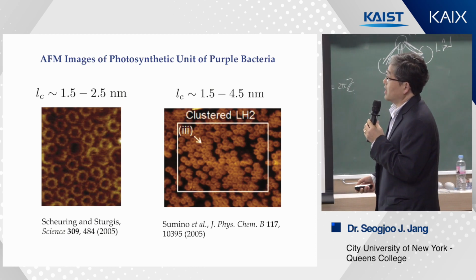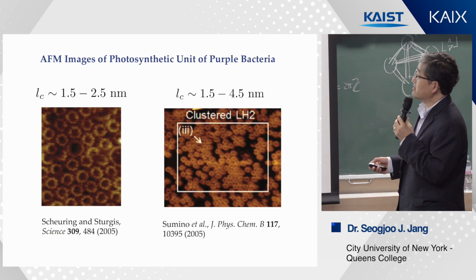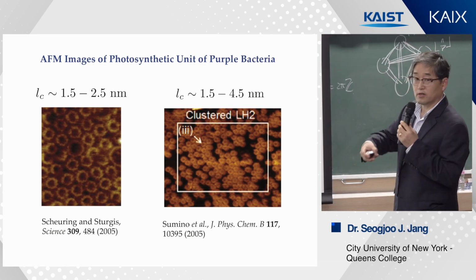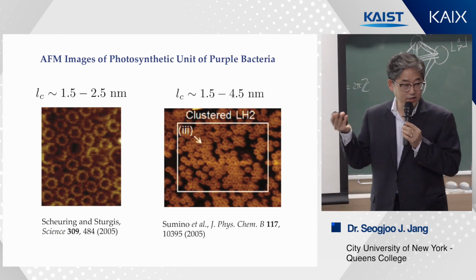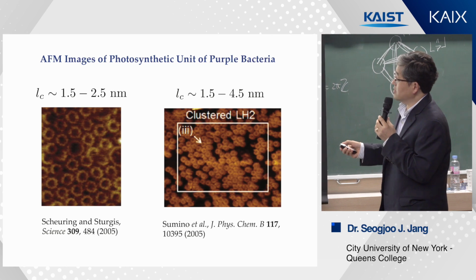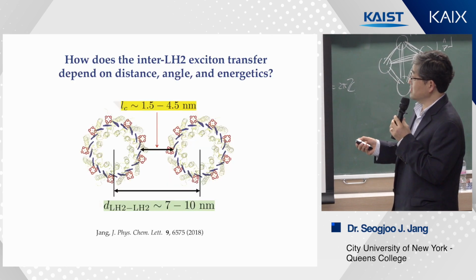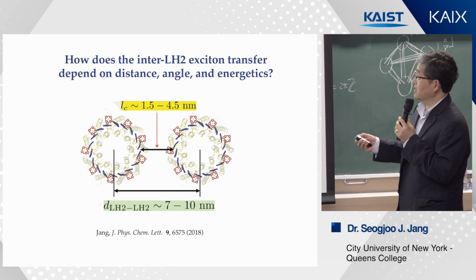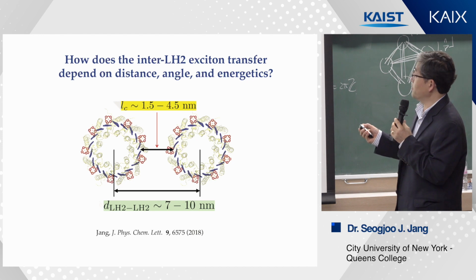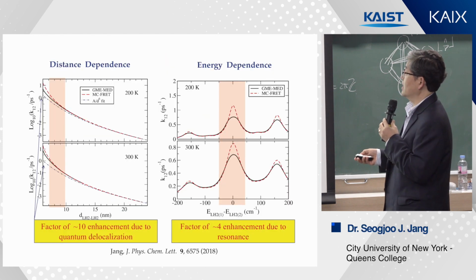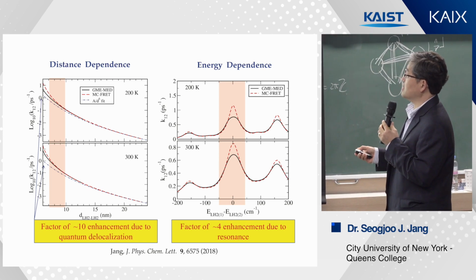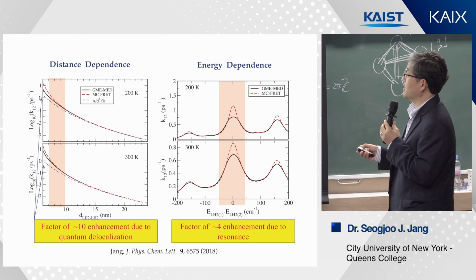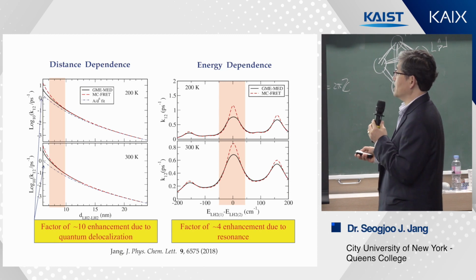In actual membrane environment, LH2 complexes do not really form regular crystals. They are quite disordered. The distance between LH2 complexes is not fixed. They are in the range of between 1 and 4 nanometers, as you can see. So based on that, we assume the possible range of the contact distance between two LH2 complexes to be about 1.5 to 4.5 nanometers.